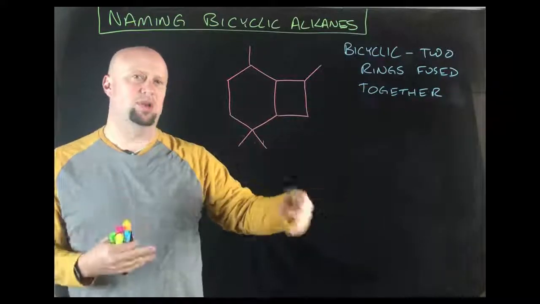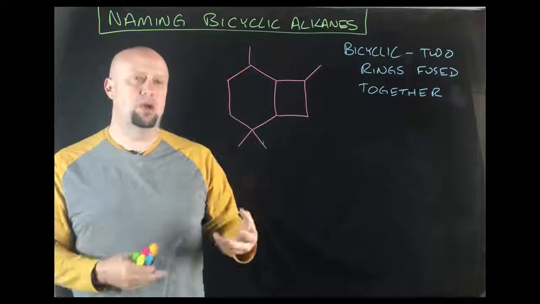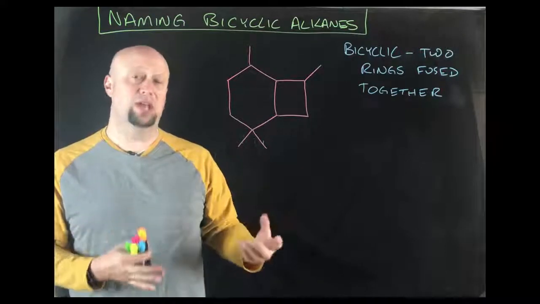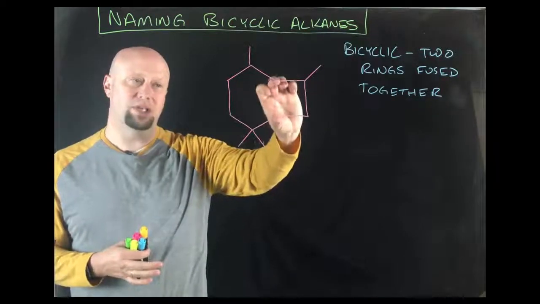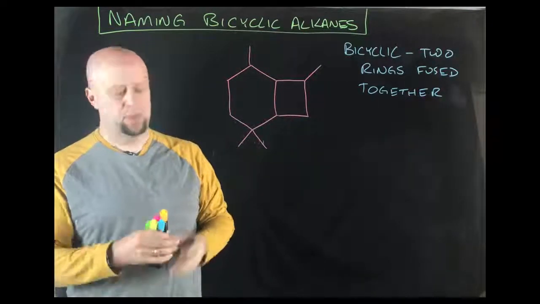And two rings fused together means that you have two ring structures and they're not separated by another carbon or something, but rather they have two carbons in common. Those two carbons are called bridgeheads because they're what essentially forms a bridge between the two rings. So how do we name these?